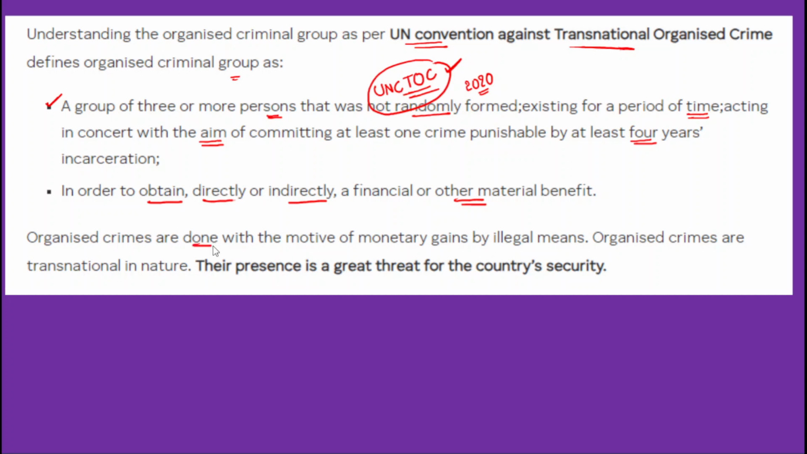So organized crimes are usually done with the motive of monetary gains by illegal means. Organized crimes are transnational in nature. Okay, so they are transnational. Their presence is not concentrated in one country, but they are spread throughout different countries. So their presence is a great threat for the country's internal security and sovereignty as well.